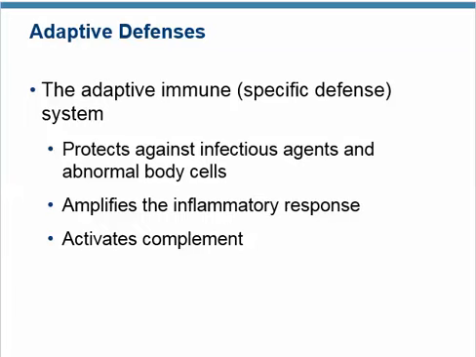Okay, so adaptive immunity, or specific immunity, protects us against things that have gone wrong either in our own body cells or by some pathogen, some infectious agent. It works with the non-specific defenses. Some things it works just in conjunction with, and other things it works with more specifically.